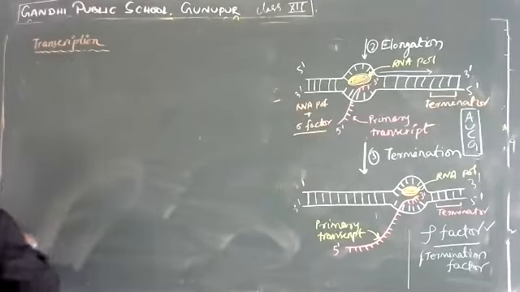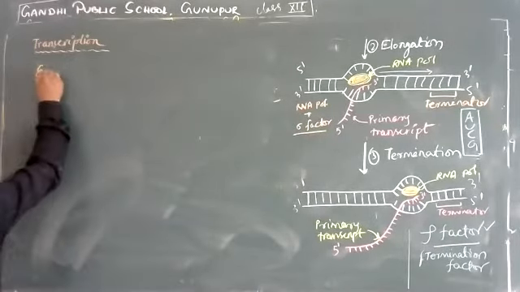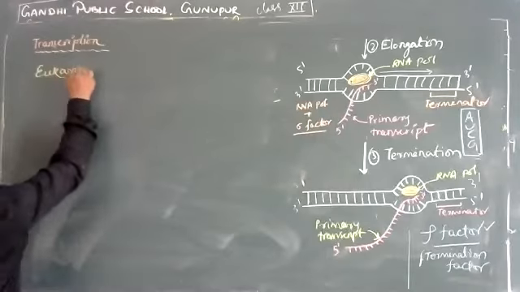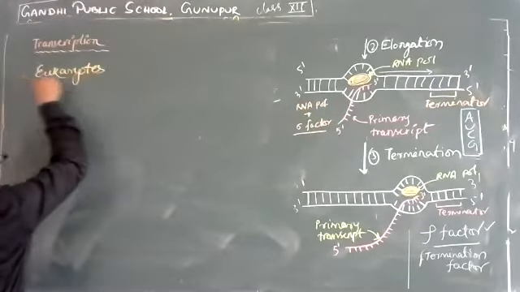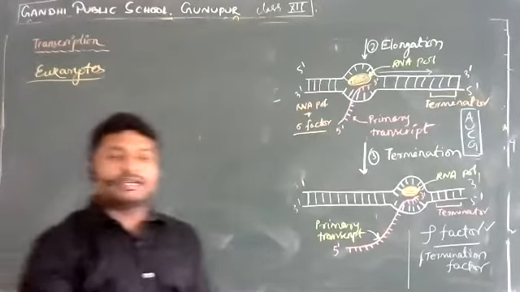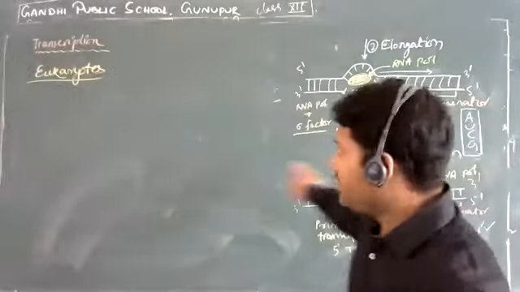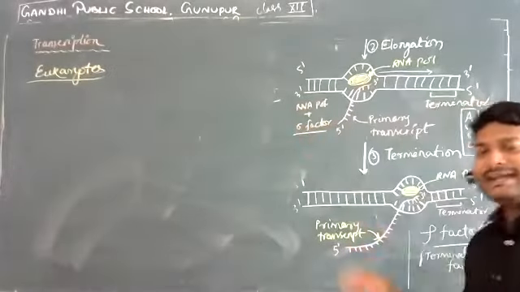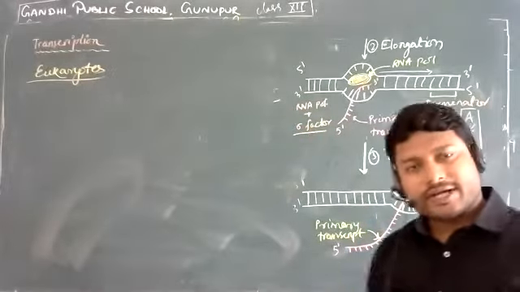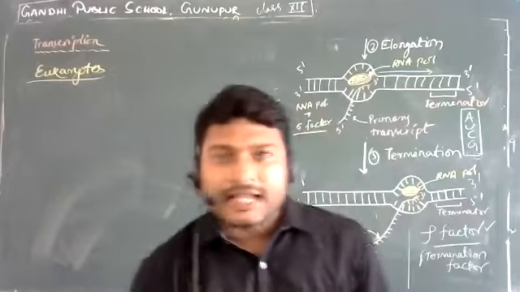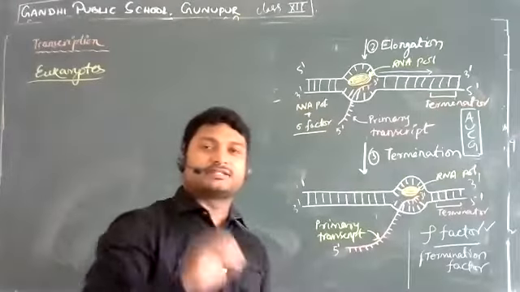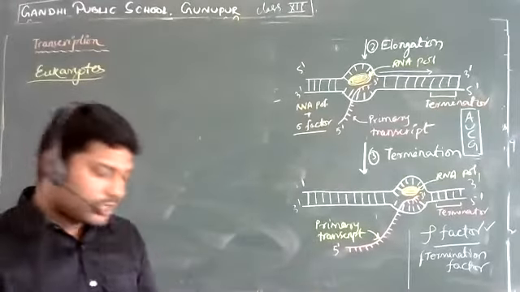So when we talk about the eukaryotes, the process is the same, right? What you saw in the process here is the same. Initiation happens, elongation also happens, and termination also happens. That gives us the primary transcript that we are talking about.